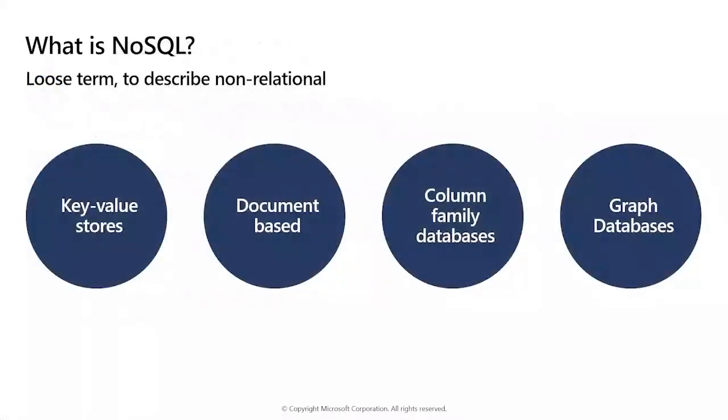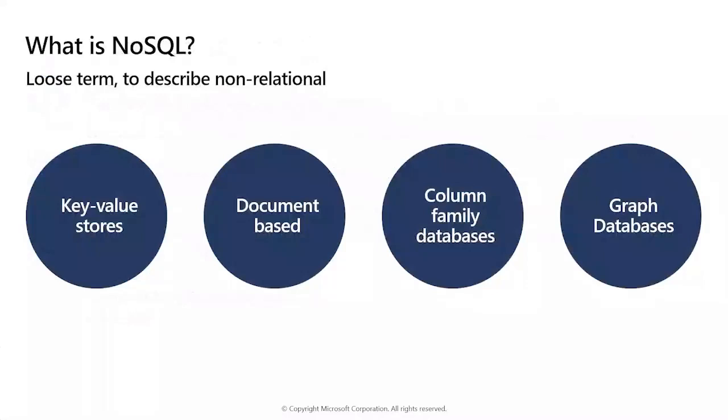Now, you might have heard or seen the term NoSQL floating around when you're reading about non-relational databases. NoSQL is a rather loose or generic term that simply means non-relational. Some people debate whether NoSQL means not SQL or not only SQL, but essentially it just means non-relational data. Now, NoSQL or non-relational databases generally fall into 4 categories. So we have key value stores, document databases, column family databases, and graph databases.